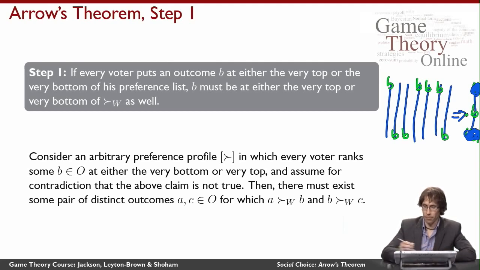Well, in that case, there must be some A and some C where A is higher up in the ordering for the social welfare function and C is lower down in the ordering. That's what it means to be in the middle. There has to be something above it and there has to be something below it. So let's call those things A and C.